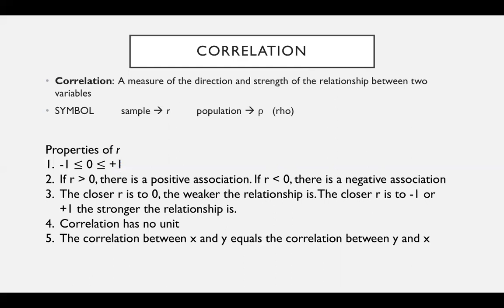Another thing to keep in mind is that correlation has no unit to it. It's the same for everything. So just keep in mind that there are no units to correlation and that it just ranges from -1 to +1. And the correlation between x and y is equal to the correlation between y and x, so it doesn't matter where your variables are on the chart or what order you say them in, the correlation will still be the same.